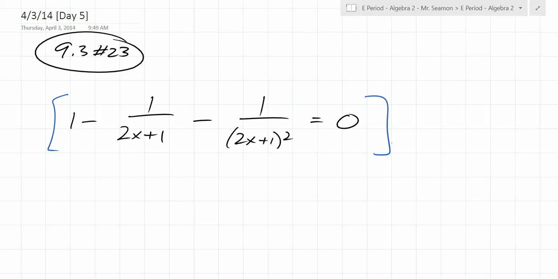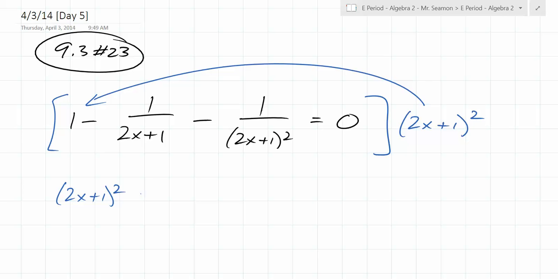2x plus 1 squared. So you could just start by multiplying everything by 2x plus 1 squared. We've done that before. So what's 1 times 2x plus 1 squared? 2x plus 1 squared. Thank you. It's just 2x plus 1 squared, right there, minus, what happens when you multiply this by this one right here?